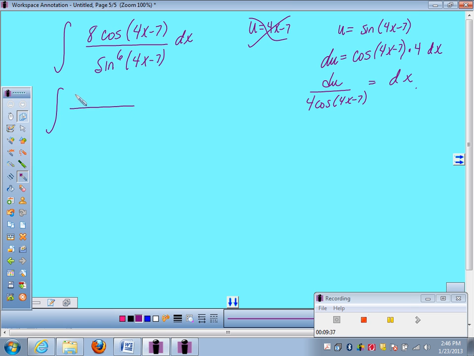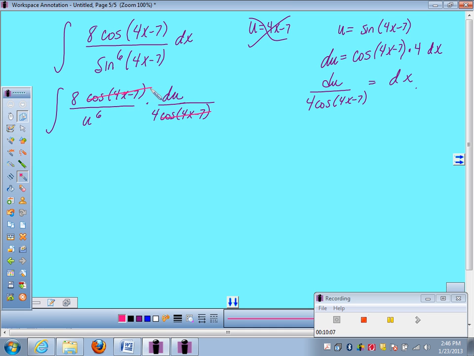Wow, this is a lot of ads. It is. So am I changing this cosine or is it staying here? It is staying here, because we hope it's going to cancel momentarily. We already decided the bottom's going to be u to the 6th. Hey, look, the 8 and 4 also kind of cancel too. That's correct. The 8 and 4 will reduce. So I am canceling the entire cosine of 4x minus 7 with that entire cosine of 4x minus 7.